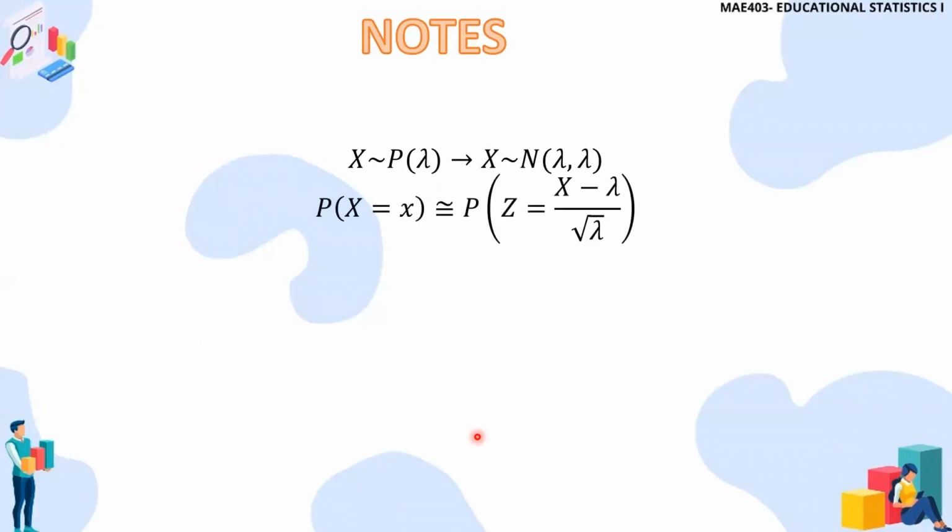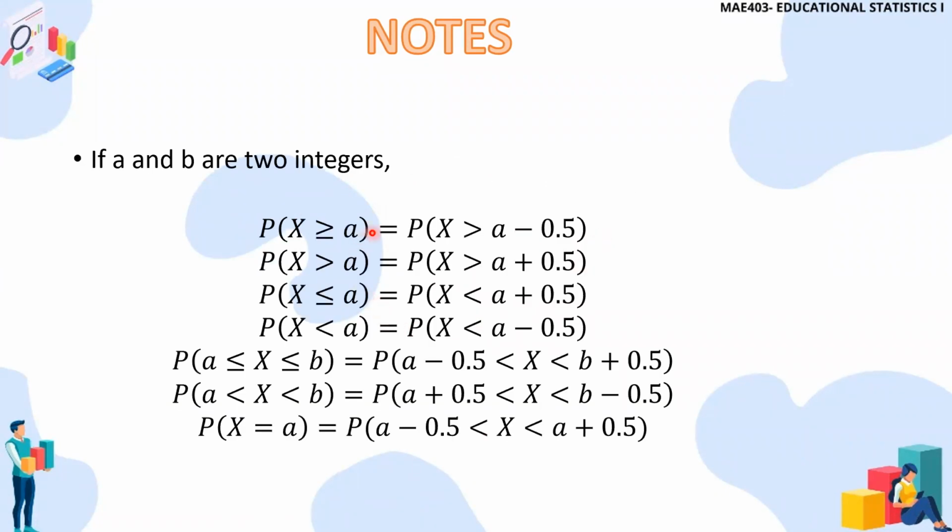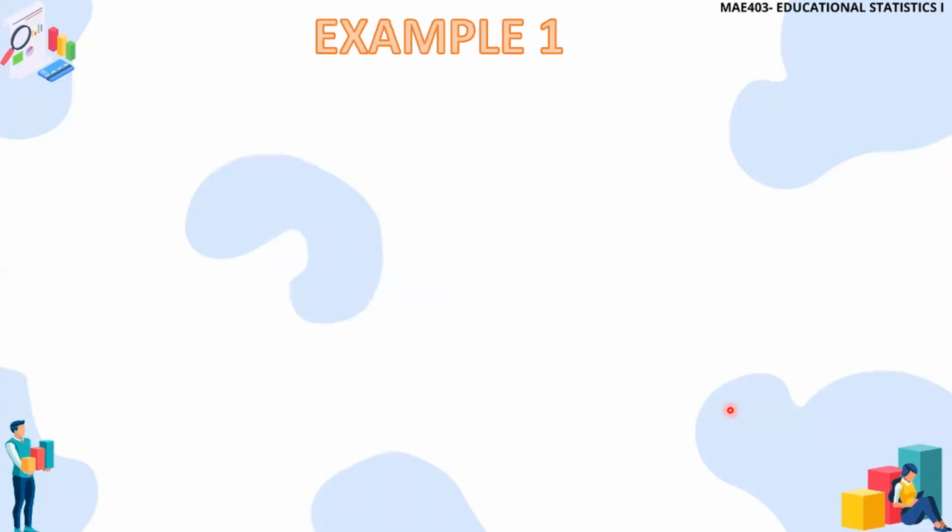Alright, so how do you approximate the Poisson with the normal? You need to use this formula, X minus lambda divided by the standard deviation. It is the same as when you approximate the binomial with the normal. You need to have the continuity correction factor plus minus 0.5. You can refer to the previous video.